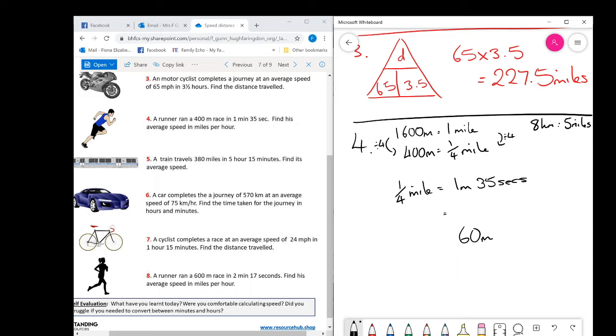Okay, so 1 minute, happy with, that's a 1. I've got to turn 35 seconds into a fraction or a decimal of a minute. So it's 35 over 60. I can cancel that down, but that cancels down to 7 over 12. So 7/12 of a minute. Okay, so now I've got to look at what do I do to turn 1 7/12 into 60.